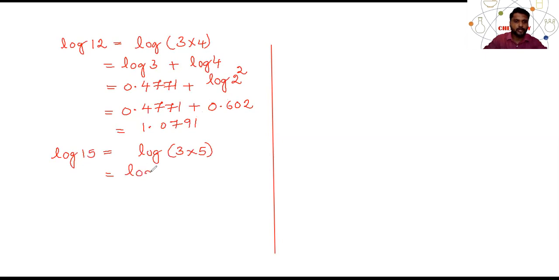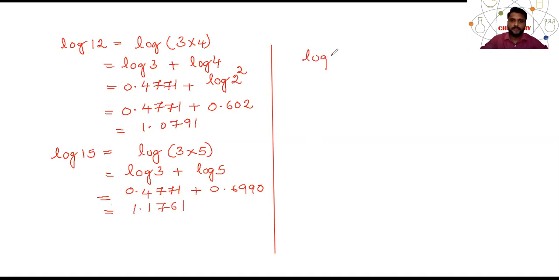So log 15 can be written as 3 into 5, which is equivalent to, split this, log 3 plus log 5. Log 3 is equal to 0.4771 plus log 5 is equal to 0.6990. Therefore, finally, the answer is 1.1761.